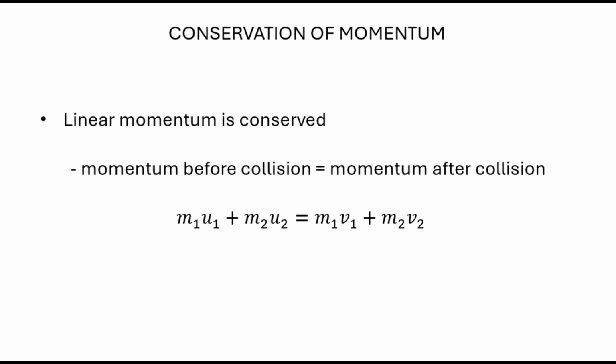Now moving on to the conservation of linear momentum. In a linear system, the total momentum is conserved. What that means is that the momentum before the collision is equal to the momentum after the collision. So in symbols, m1u1 plus m2u2 equals m1v1 plus m2v2.